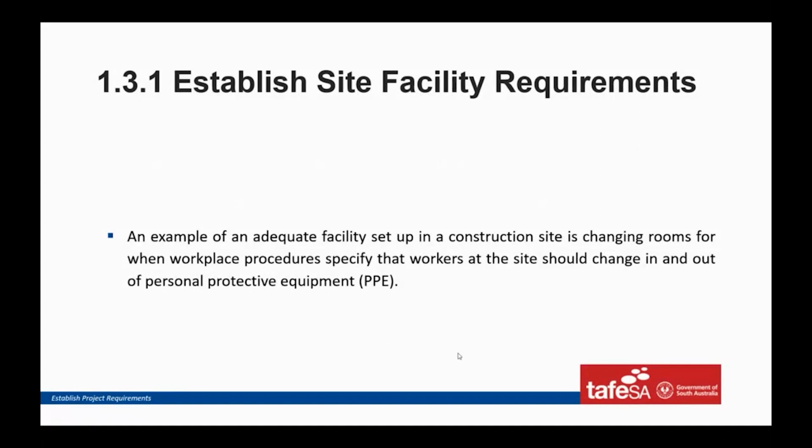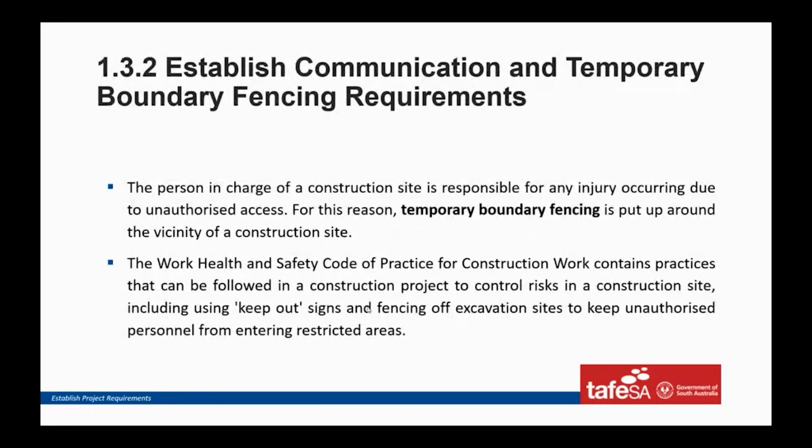An example of an adequate facility set up on a construction site is changing rooms, when workplace procedures specify that workers at the site should change in and out of personal protective equipment. I would suggest that that's a large commercial site. Would not happen at all on a residential home, but I get what they're saying. Temporary boundary fence. We need to have one on our site. Most houses nowadays have this. In the previous 50, 60, 70 years, no one bothered.